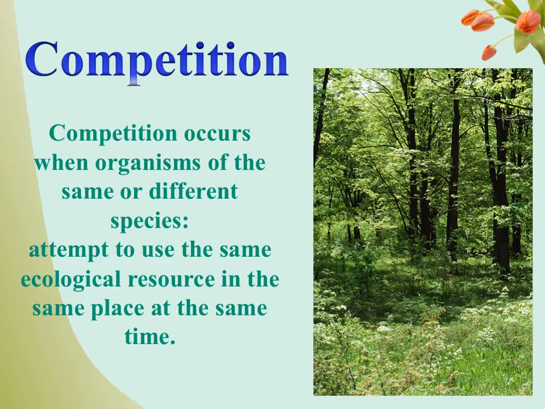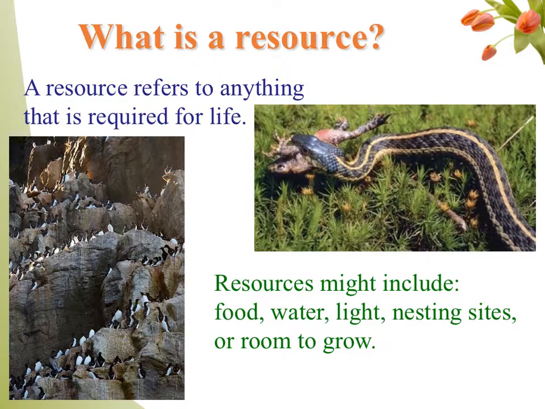Every ecosystem has a limited amount of resources, whether that is food, water, or simply the space where the organisms live. Competition occurs when organisms of the same or different species try to use that resource at the same place at the same time because they know that the resource is going to run out. A resource simply refers to anything that is required for organisms to live, to survive. And resources include food, water, light, nesting sites where they live, and room to grow.